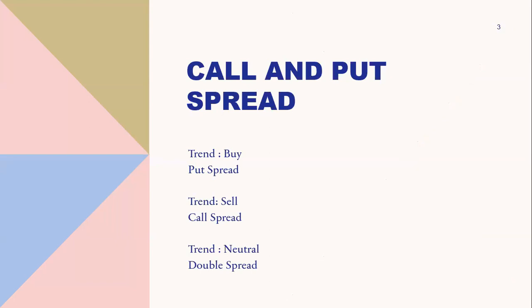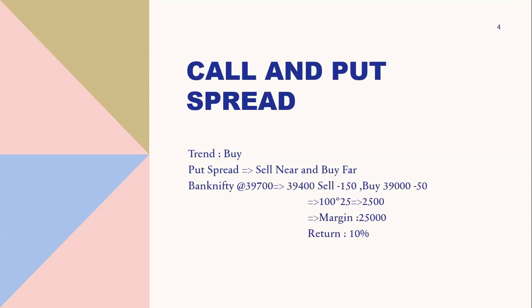There will be three types of trend: bullish, bearish, and neutral. Bullish means here we have to take the put spread. If it is bearish, we have to take the call spread. If it is neutral, attend both; we have to take both sides. See here, if the market is bullish, we have to attend the put spread.